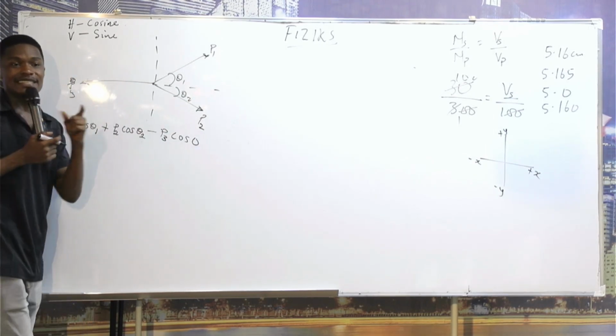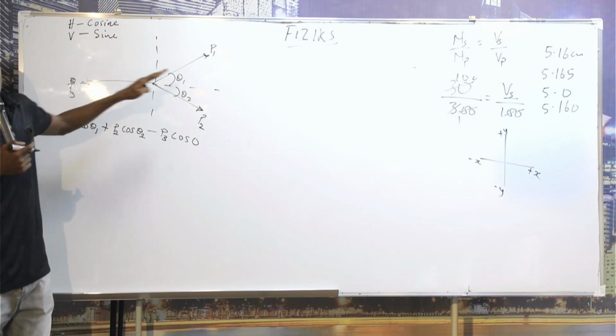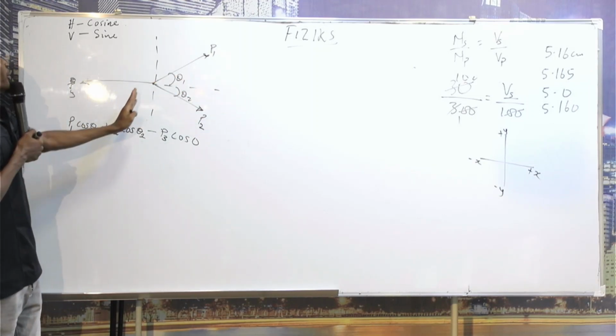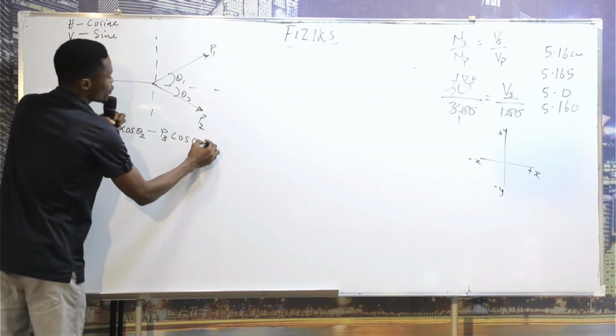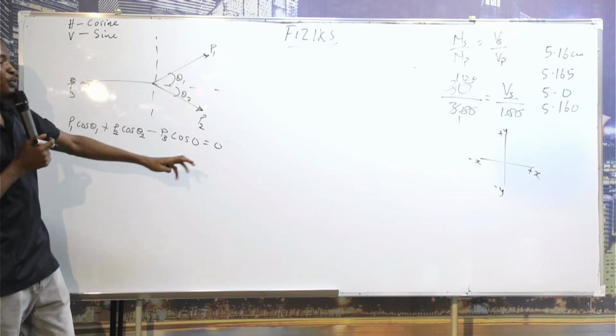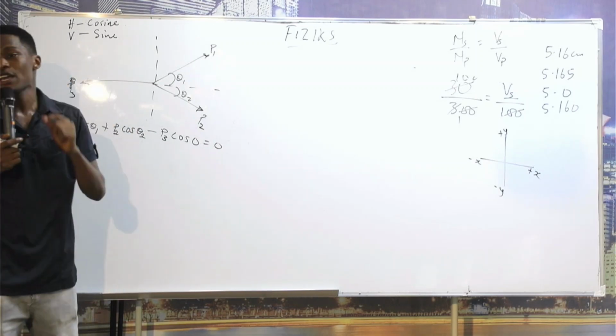Zero. Why is it zero? It is on the horizontal axis. Horizontal, not vertical axis. I'll go again in 90. And this will be equal to zero. Why will I put zero? Because they said it is at equilibrium.